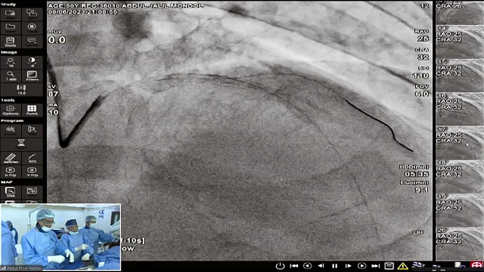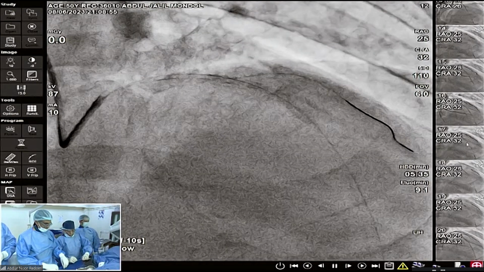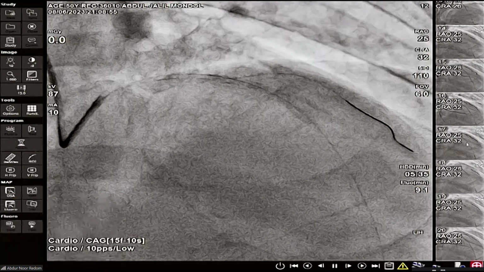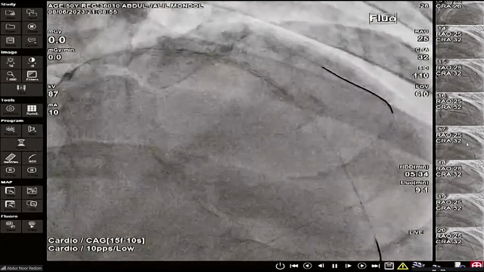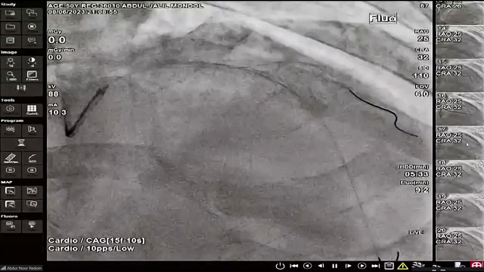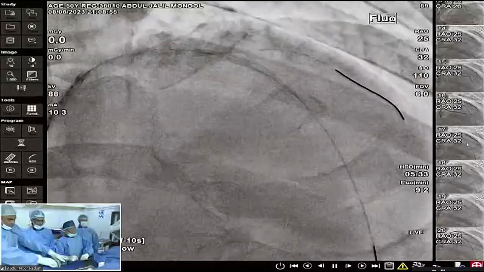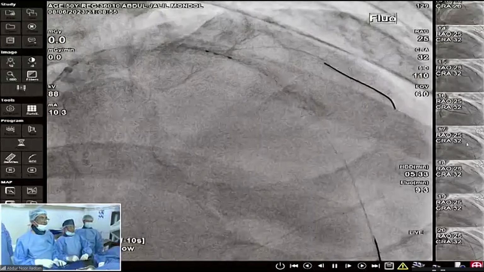So how much pressure, how much inflation with the initial? 8 atmospheres we have given. So what is the nominal of that Synergy? 11. So now you are taking a 4 millimeter balloon for post dilatation. Yes. But distally, do you think the 4 millimeter will accommodate, or would you like to do the proximal part first, then take a smaller balloon for the distal post dilatation?